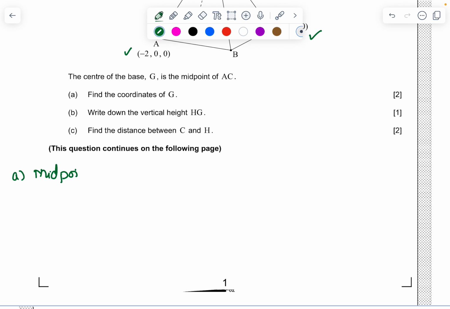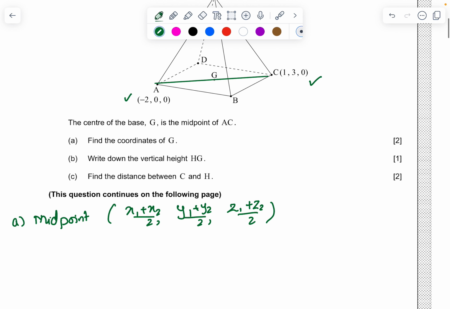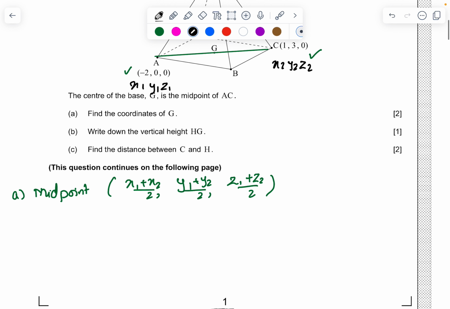concept. What is the formula for the midpoint? Midpoint is x1 plus x2 upon 2, comma, y1 plus y2 upon 2, comma, z1 plus z2 upon 2. That is the formula for the midpoint. So this is x1, y1, z1. This is x2, y2 and z2. So what is it going to be? Nothing but what?